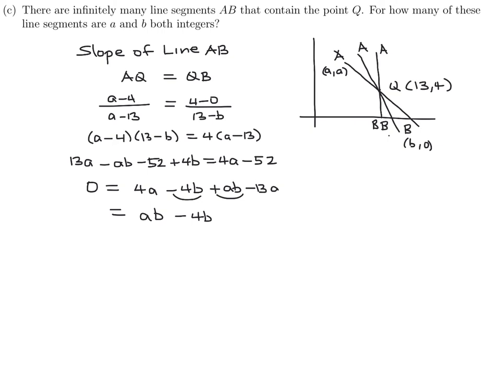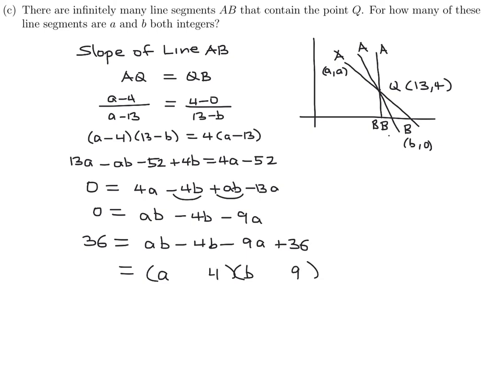Oh, this can combine. This is minus 9a. Yeah, I forgot to combine that. Okay, I still don't think it factors, but 4 times 9 is 36. So if I can put a 36 out here like this, and of course I have to do the same thing to the other side, then this can factor very nicely. (a - 4)(b - 9), minus, minus. Okay, great. So now I've got to do this by inspection.